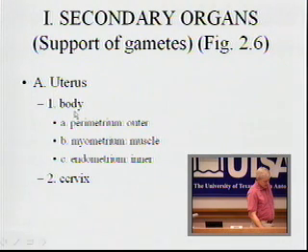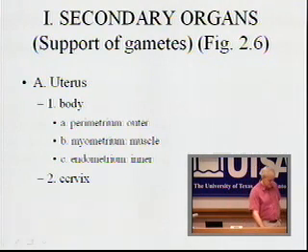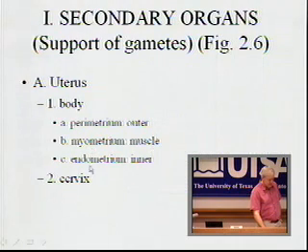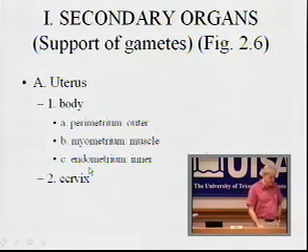The uterus is going to have a body and a cervix. The body is going to have a perimetrium, peri obviously around. The metrium is referring to the layers of the uterus itself. The myometrium we know is the middle layer, the smooth muscle layer. And then the endometrium, endo meaning inner or inside, is the inner layer.